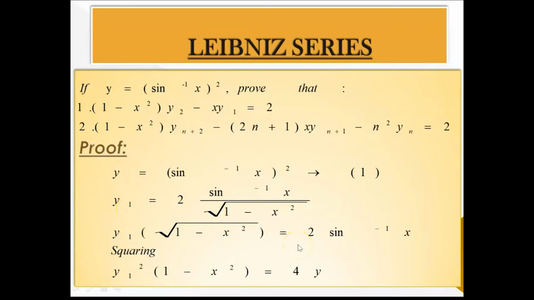Now what I did, I simply squared the whole value, which gives y1 squared times (1 minus x squared) equals 4y. Why did I square the value? Because I saw that there is sine inverse x, and in our function the square of sine inverse x was y. So I got the idea to square the whole function. It will also cut this square root and will make my function simpler in terms of y, because our answer is in terms of y.